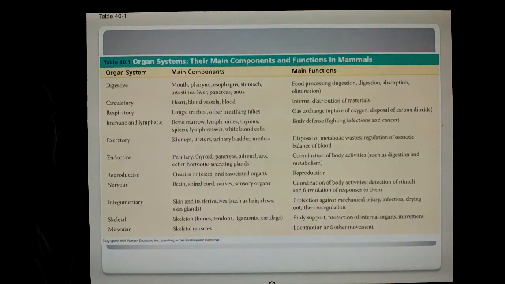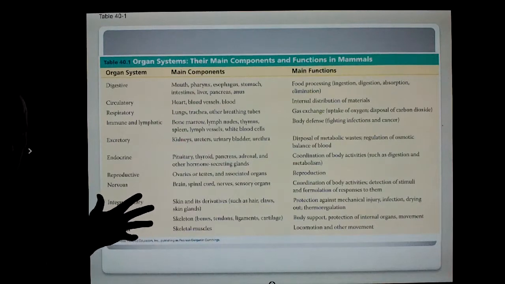All right. Now, if we change gears for a second and kind of talk about the types of systems in your body to help address that question: digestive, circulatory, respiratory, immune, lymphatic, excretory, endocrine, reproductive, nervous, integumentary, skeletal, and muscular systems are some of the systems of the body.